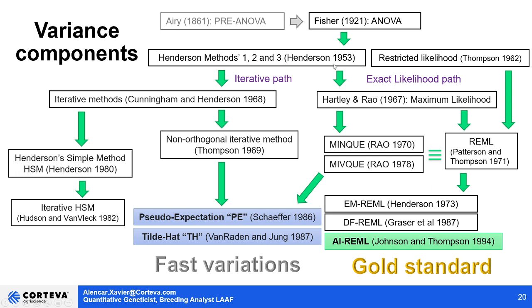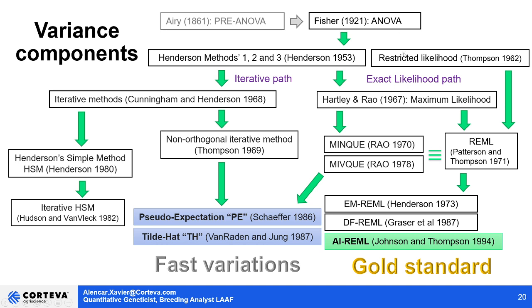1953, Henderson published a manuscript where he generalized ANOVA to an infinite number of fixed and random effects. So one of the breakthroughs was introducing matrix notation within the variance components literature, which had been a limiting factor. So that was 1953. 1962, the idea of a restricted likelihood is becoming more and more mature, and the term REML was proposed.